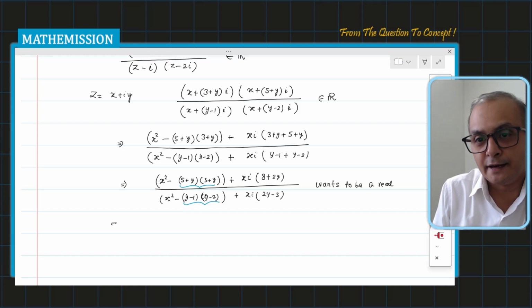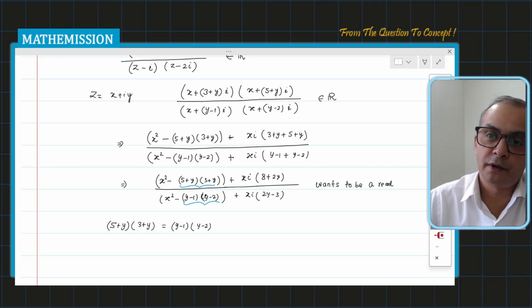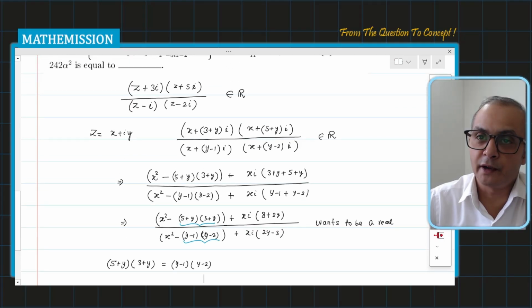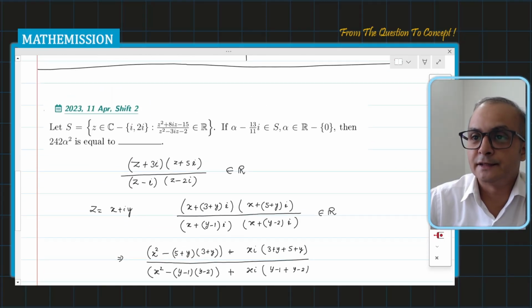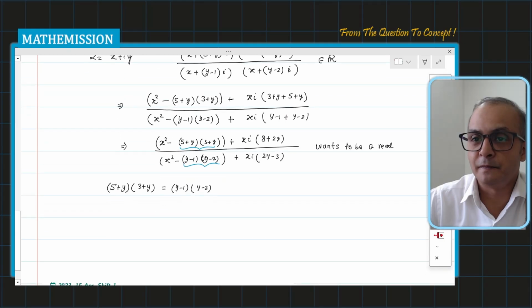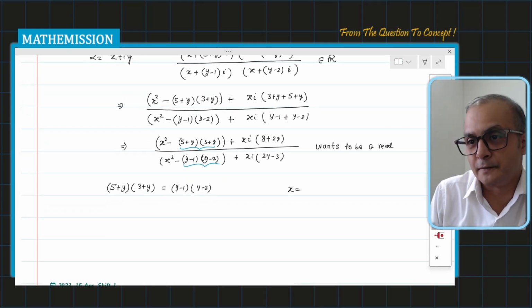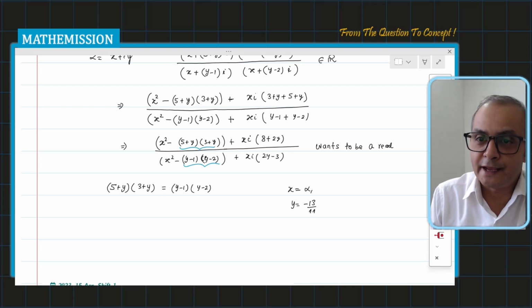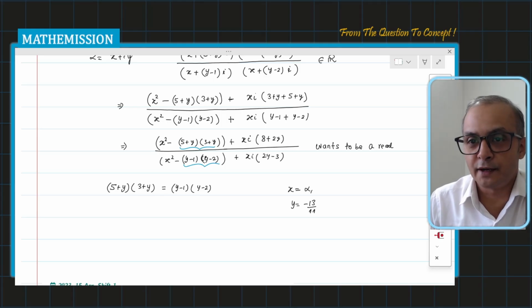It means I need to check whether 5 plus y into 3 plus y is equal to y minus 1 into y minus 2, at what number? Because you see the complex number x plus iy has this structure: alpha minus 13 by 11. So x is nothing but alpha, but y is minus 13 by 11. So is it equal? Are both sides equal when I substitute y equal to minus 13 by 11? Let's check it.